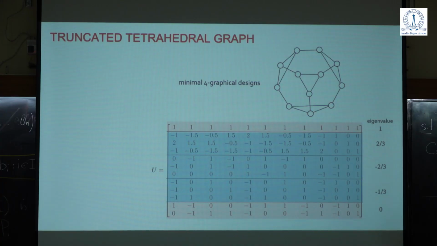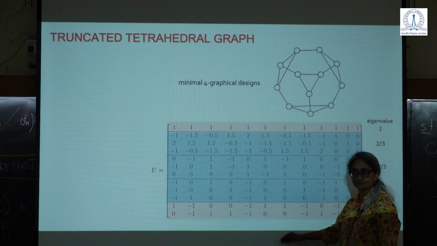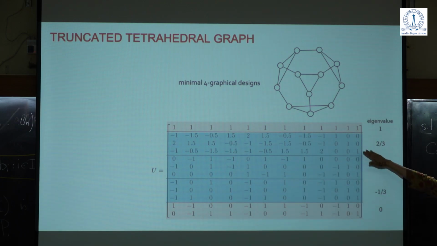This graph has how many vertices? 1, 2, 3, 4 times 3, 12 vertices, so there should be 12 columns and 12 rows. These are all the eigenvectors, good? And I'm choosing to average all the blue. So by our theorem, we should take the pink part, convexify the columns, read off the facets, and then go back and figure out the designs.